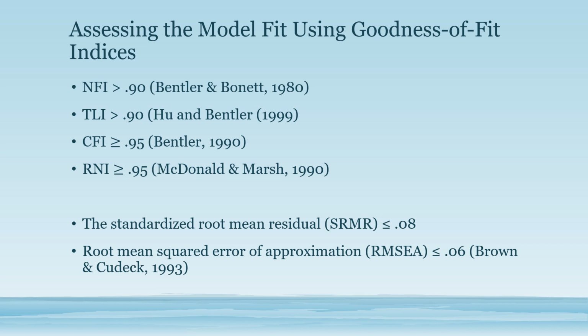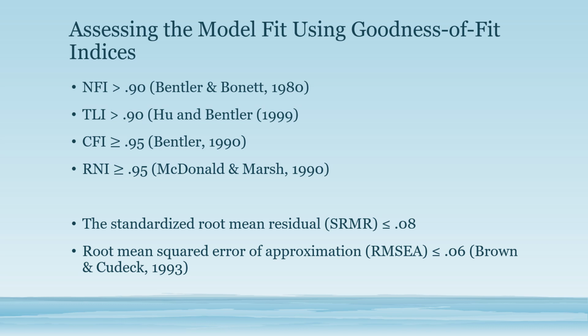Statisticians also developed other practical indices that help us to assess the model fit. There are 6 common indices. 4 are goodness of fit indices. In other words, the larger numbers will indicate a goodness of fit. These are NFI, TLI, CFI, and RNI. The criteria are: NFI should be greater than 0.90, TLI should be greater than 0.90, CFI should be greater than 0.95, RNI should be equal to or greater than 0.95.